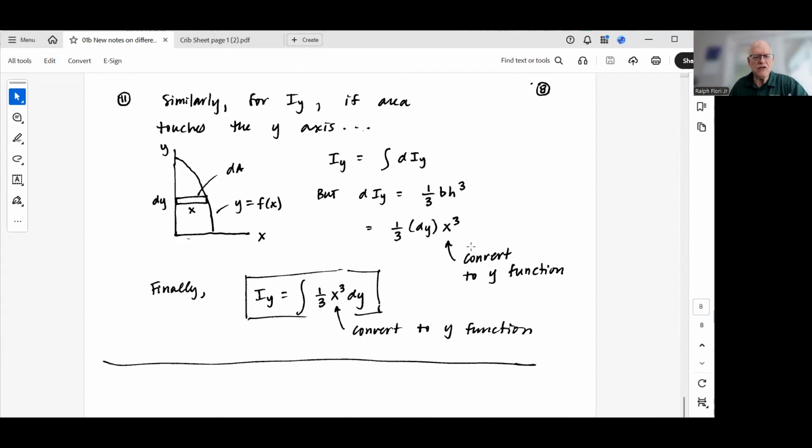So this will get you started. In upcoming videos, we're going to work some example problems of it by integration. But this gives you a conceptual framework for which dAs we're going to use and which dAs to avoid.